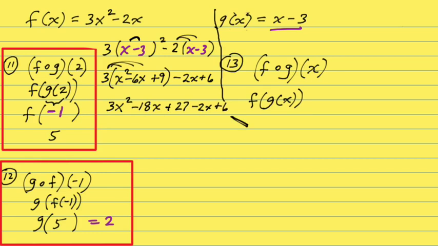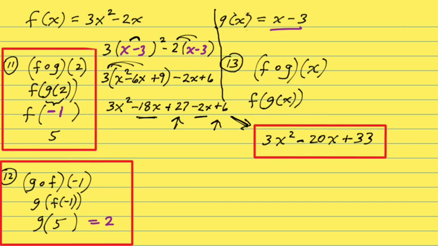So I believe this is going to yield what here? 3x squared. Negative 18x and negative 2x is negative 20x. How about 27 and 6? I think that's 33. And hopefully that's what we get. So basically you take the f function and replace the x with whatever the other expression is, g. I hope this helps. Good luck.